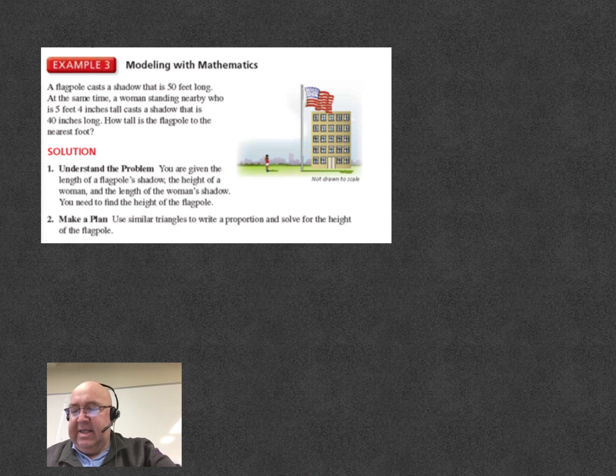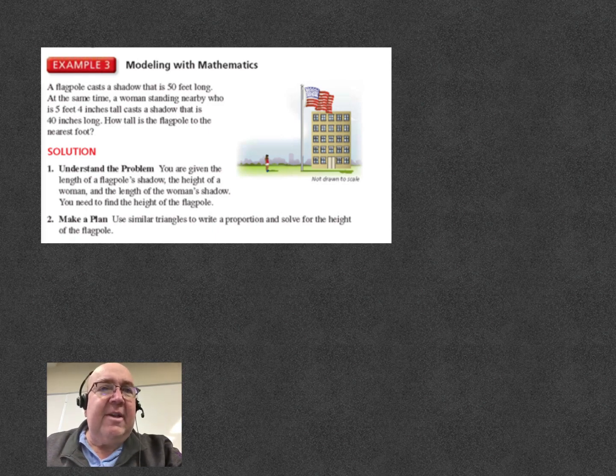Lastly, we have this problem. We have a flagpole that is 50 feet long. It casts a 40-foot long shadow. We have a 5'4" person, and we have a 5'4" person that casts a 40-inch long shadow. We want to find the length of the shadow of the flagpole.